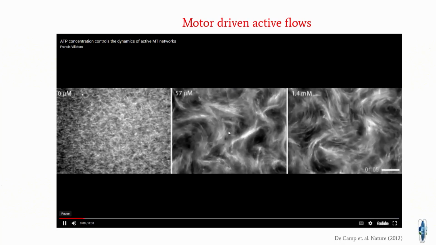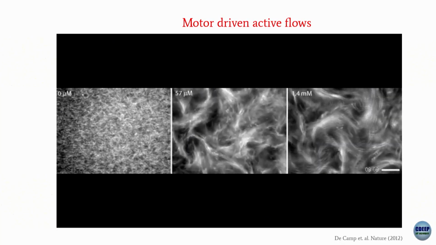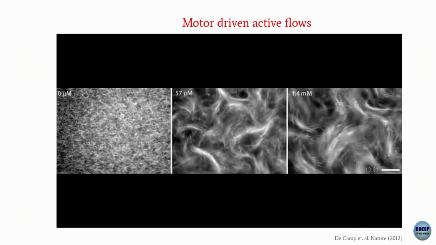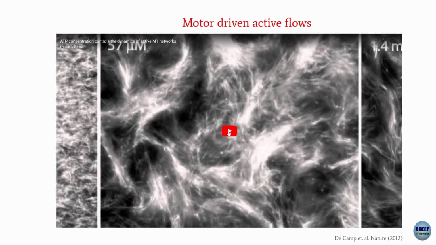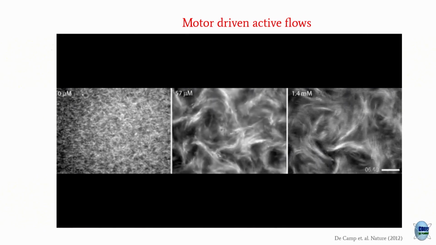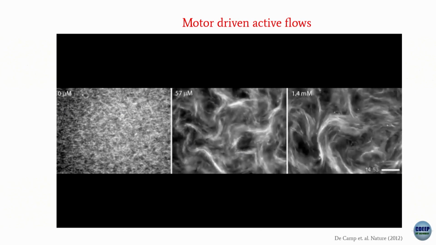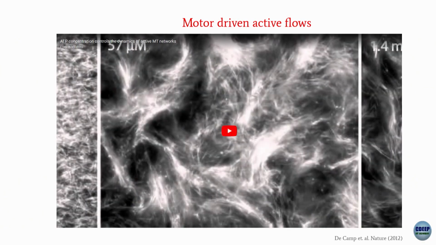Here is something where you have again microtubules and kinesin proteins. The microtubules can move, and the kinesin proteins are trapped. Depending on how much ATP you put, which means how fast your motors can move, you get these very nice different flow patterns. These are various vortex patterns that emerge in these motor-microtubule mixtures.